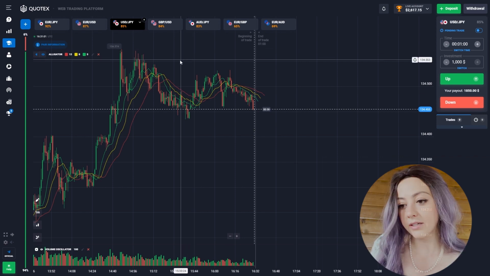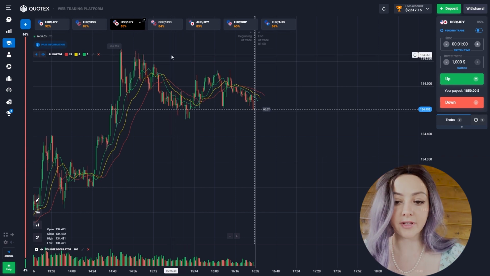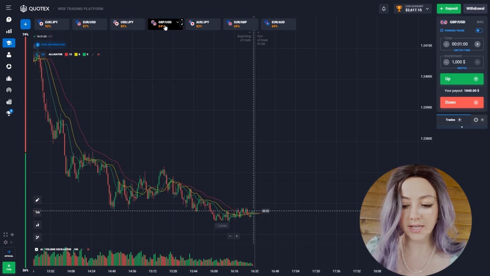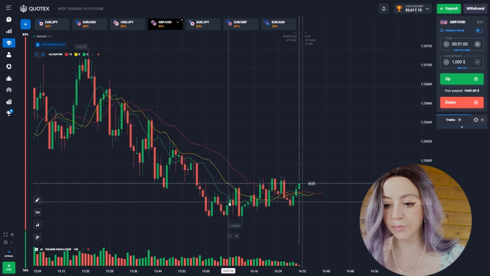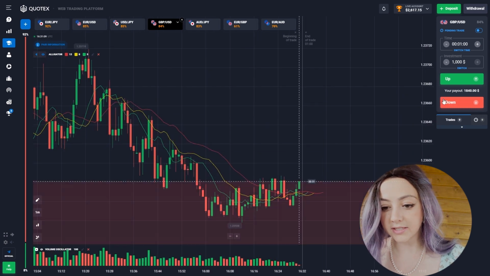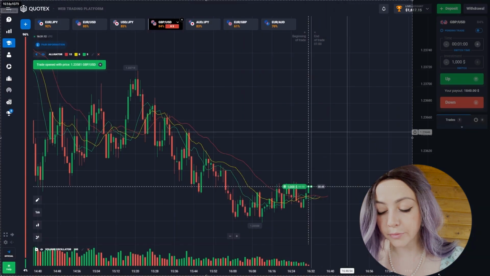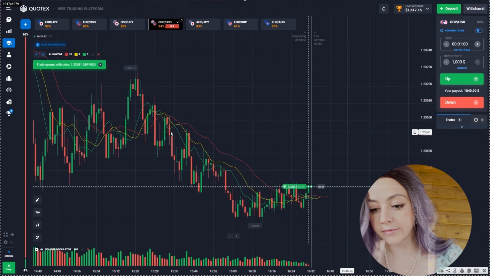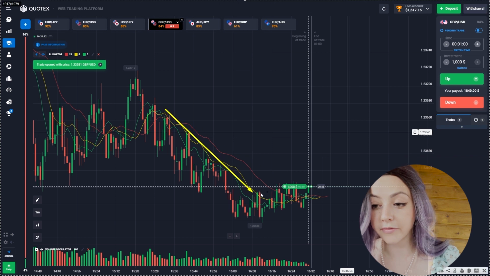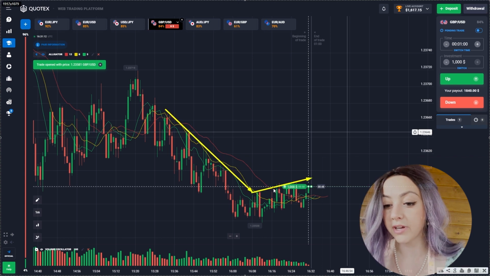Next currency pair. Here we are entering the uptrend, and technical analysis is on here as well. The general tendency on the chart is going down, but right here we are at the point of balancing of our graph, so that's why we entered the uptrend.